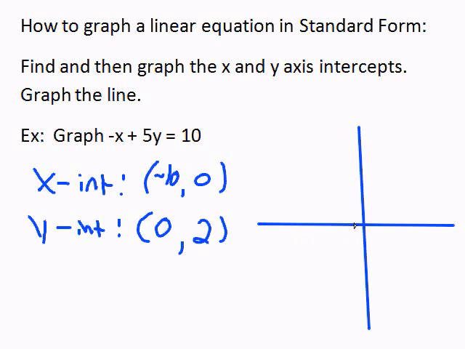Negative 10, 0. And 0, 2. Note, we now have 2 points that are on the line. 2 very specific points, but it does give us 2 points. If we connect those 2 points with a straight line, we've managed to graph the equation of the line that's in standard form, again, by finding the x and y-axis intercepts, plotting them on the graph, and connecting them with a line.